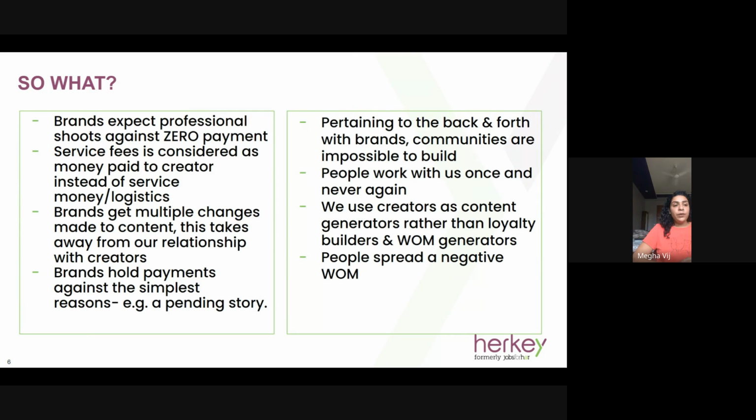Now, we use creators as content generators rather than loyalty builders and word of mouth generators. Like I mentioned, it became an agenda for brands to just utilize influencers to create content which could be supported on their platforms rather than for them to leverage their content within their organic following.